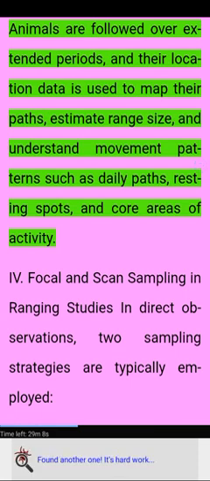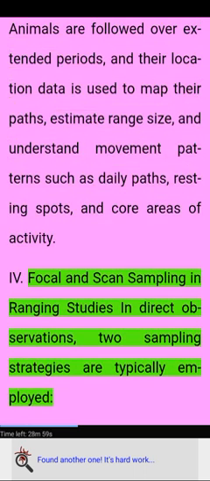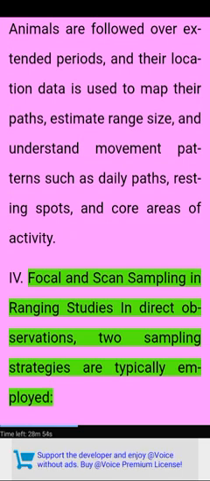Animals are followed over extended periods, and their location data is used to map their paths, estimate range size, and understand movement patterns such as daily paths, resting spots, and core areas of activity. IV. Focal and scan sampling and ranging studies in direct observations. Two sampling strategies are typically employed.